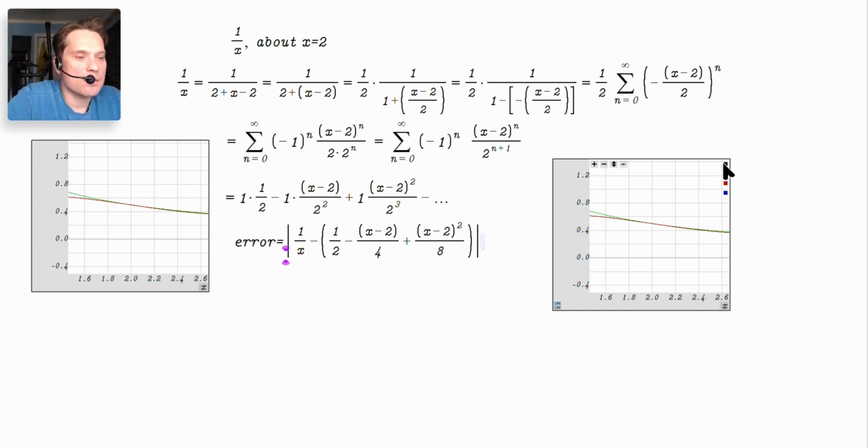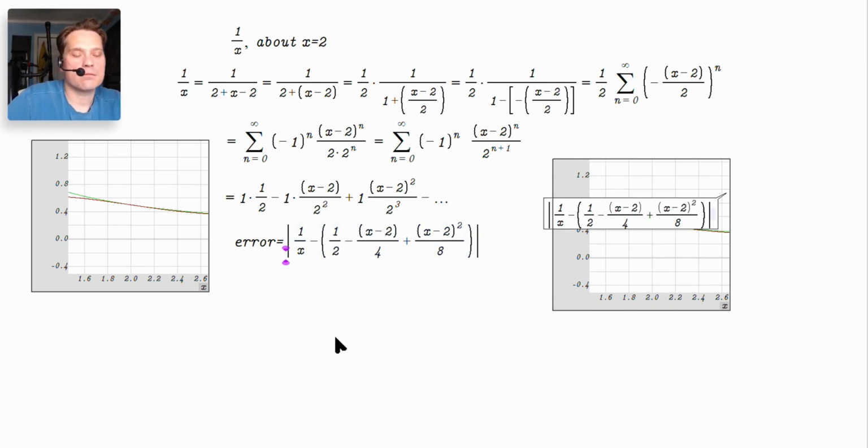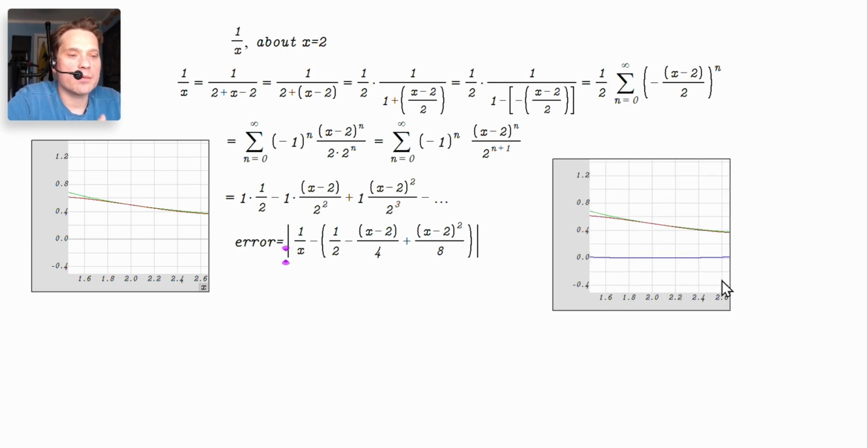So let me delete. I can even do it in here. Why not? So let me see. Maybe I can punch the whole thing in here. Hold on. See? So I'm taking the error in absolute value, the function minus the three terms from the approximation. Notice the three terms from the approximation are enclosed within parentheses, so everything works out. And if I look at the error, it's the blue graph.